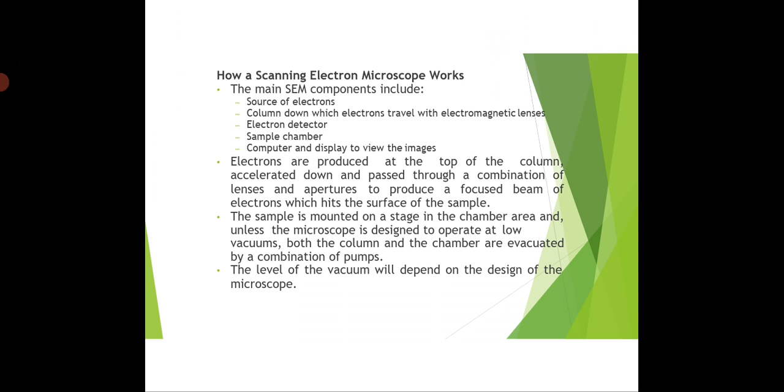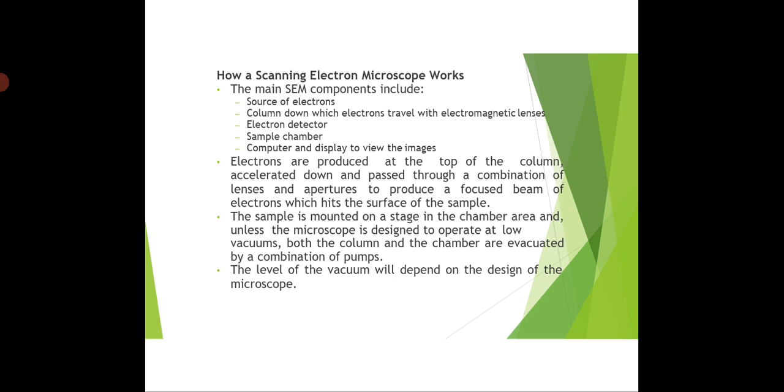Today my topic is scanning electron microscope. The main parts of scanning electron microscope are: the first part is source of electron, which is also called electron gun, then the column through which electron passes. This column has electromagnetic lenses, electron detectors, sample chamber, then computer and display to view the images. Computer and display are not a part of SEM, scanning electron microscope, but they are necessary to view the images.